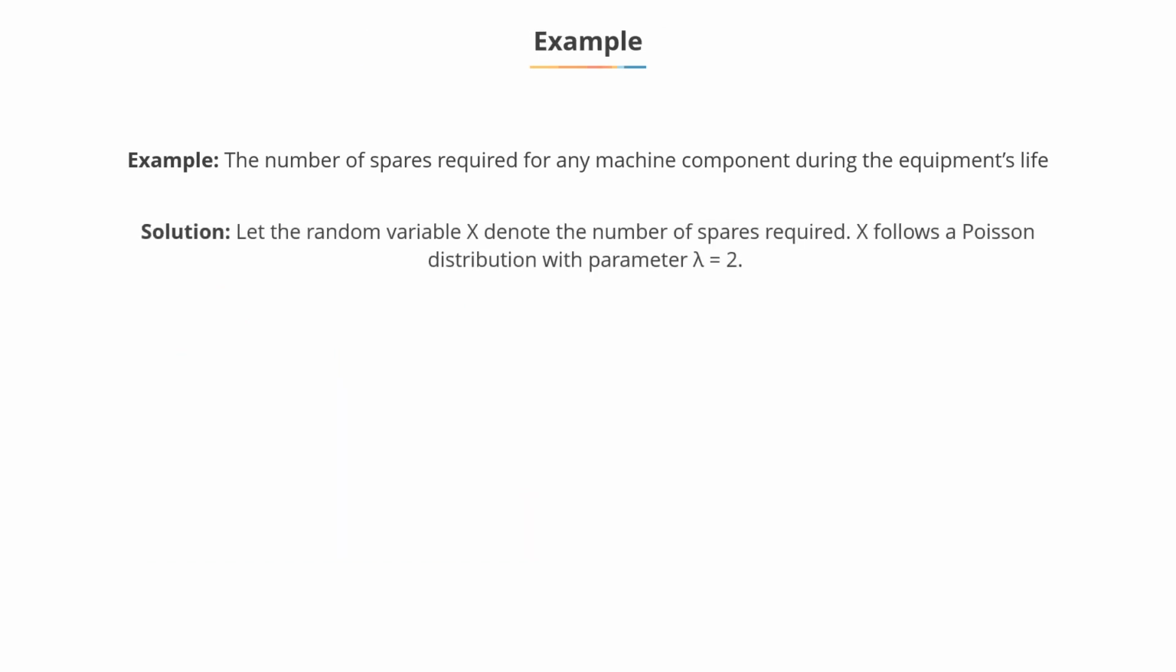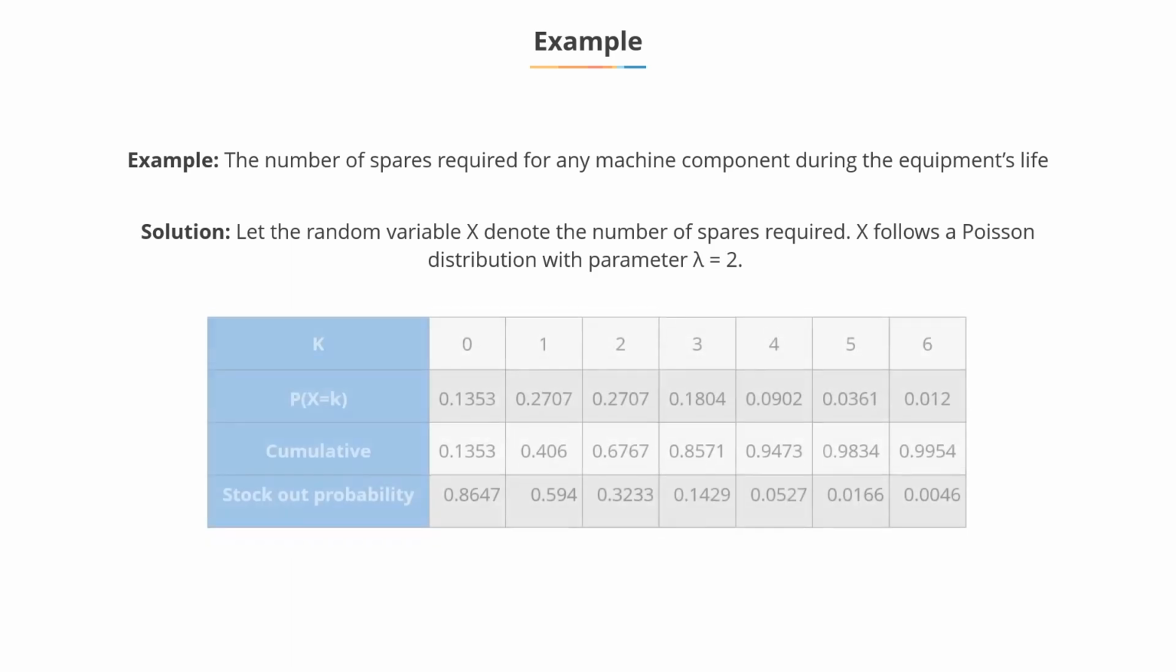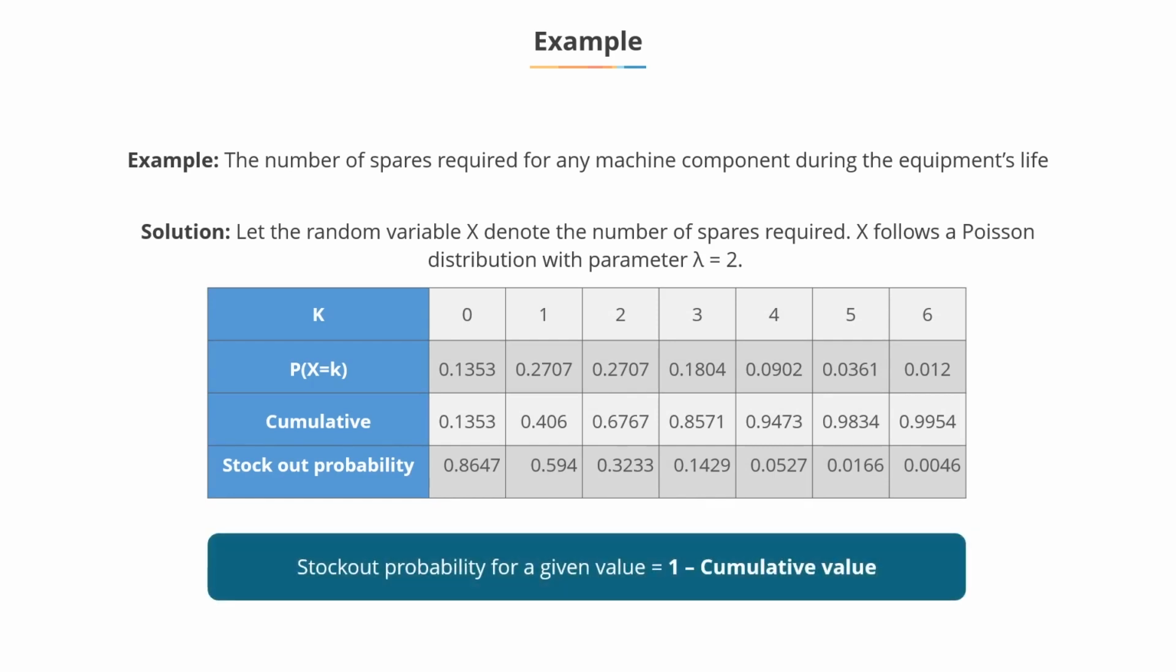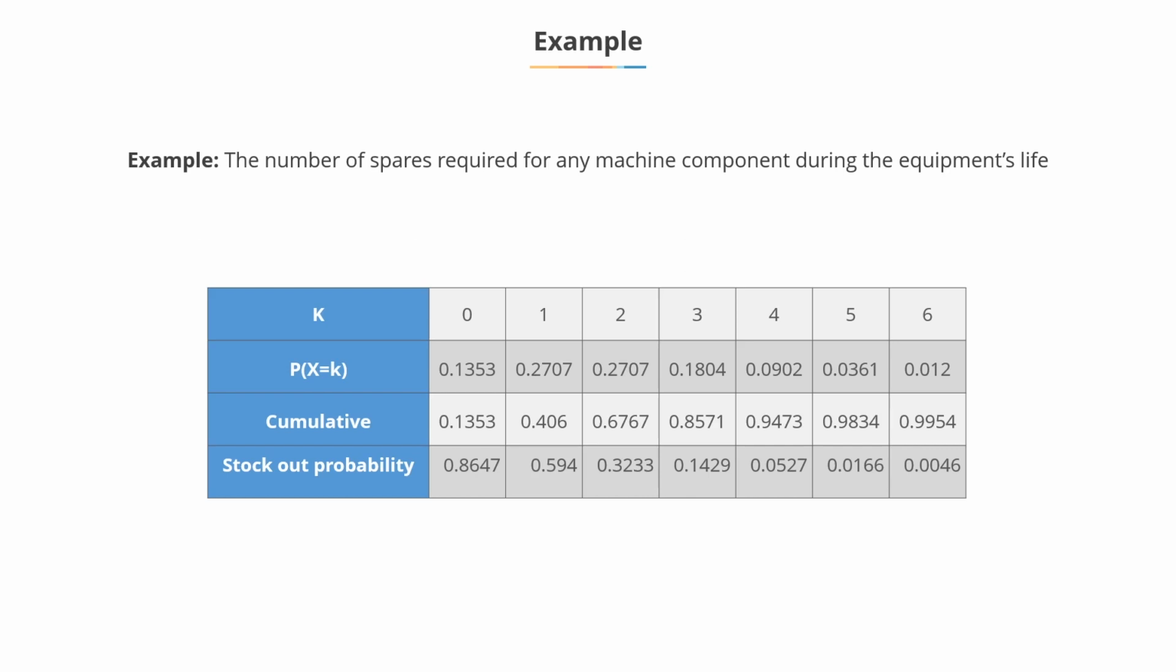Solution. Let the random variable x denote the number of spares required. X follows a Poisson distribution with parameter lambda equals 2. The table shows the stockout probabilities for different values of stocks. Note that stockout probability for a given value equals 1 minus cumulative value. Observe from the table that when 3 spares are stocked, the probability of a stockout is 0.1429.